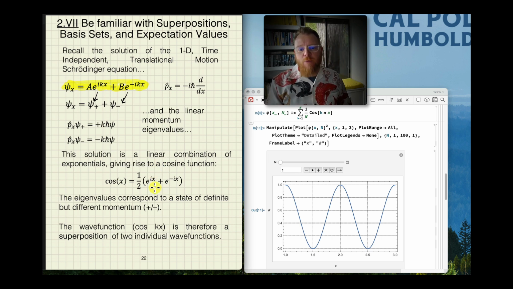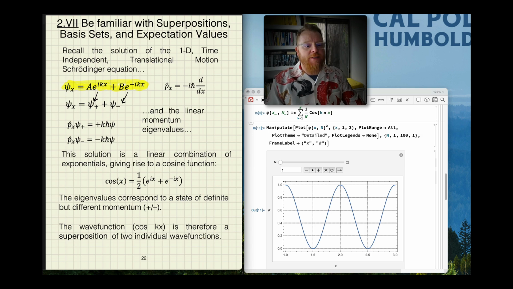And remember, that was a result of this cosine linear combination, as well as the sine linear combination. Because of this, we say that the cosine function, and we could also say the same about the sine function, is a superposition of two individual wave functions. So this linear combination that we've been exploring, we call that the superposition.